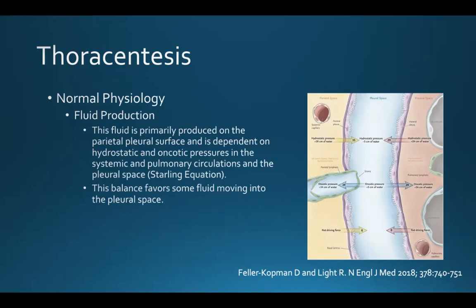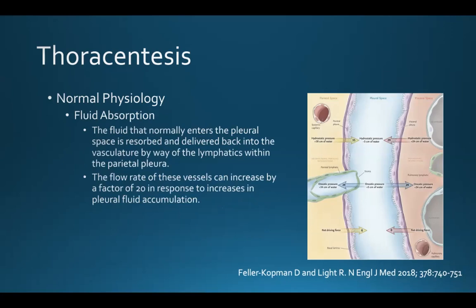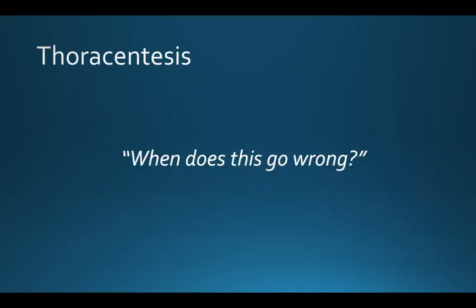The fluid itself is primarily produced on the parietal pleural surface and is dependent on hydrostatic and oncotic pressures in the systemic and pulmonary circulations and the pleural space, and this is dictated by the Starling equation. This balance favors some fluid moving into the pleural space, which accounts for that normal fluid. The fluid that normally enters the pleural space is resorbed and delivered back into the vasculature by way of the lymphatics within the parietal pleura. And the flow rate of these vessels can increase by a factor of 20 in response to increases in pleural fluid accumulation. So what happens when this goes wrong?